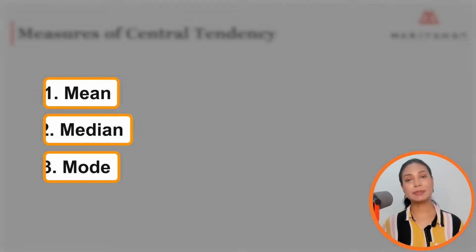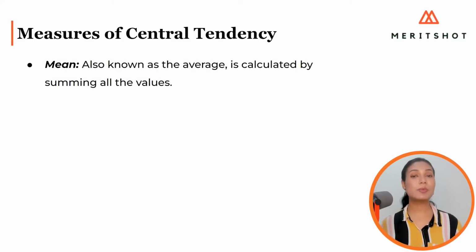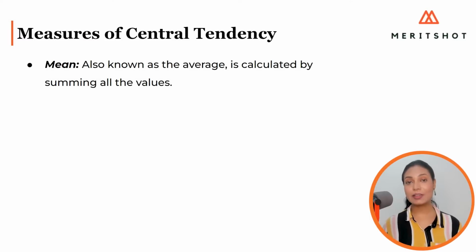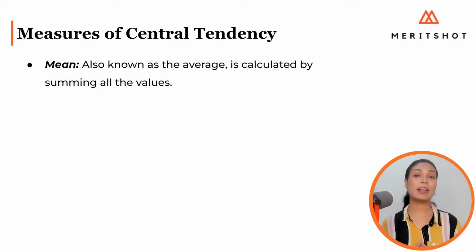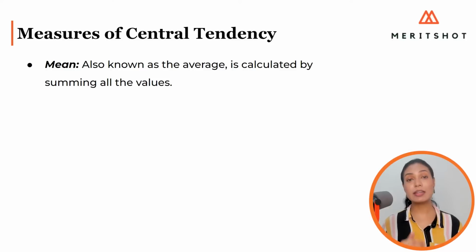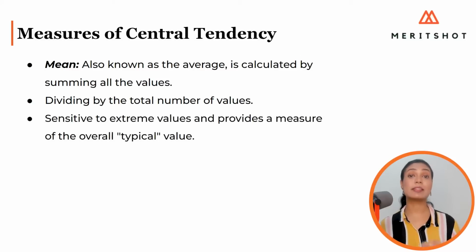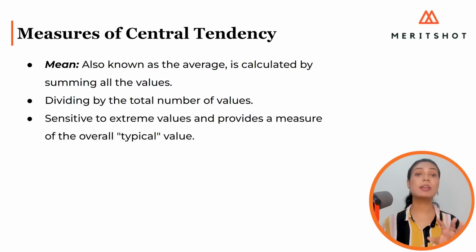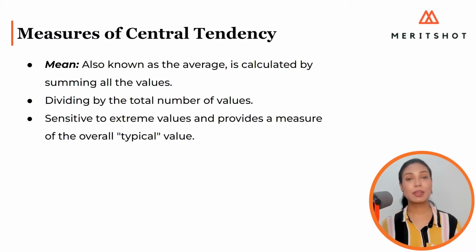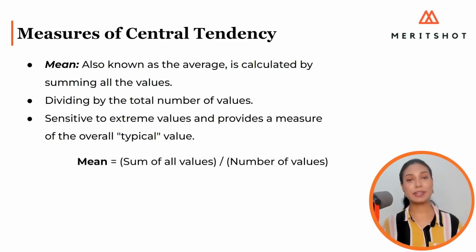Number one, mean. Mean is also known as the average, and it is calculated by summing all the values in a data set and dividing by the total number of values. It is sensitive to extreme values and provides a measure of the overall typical value. The formula is on your screen.